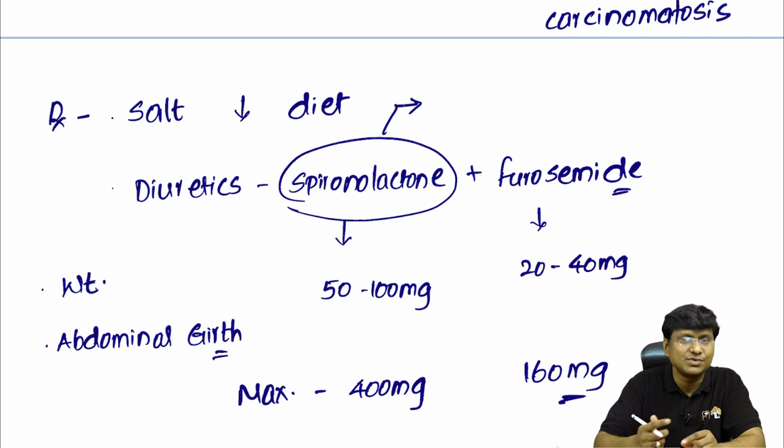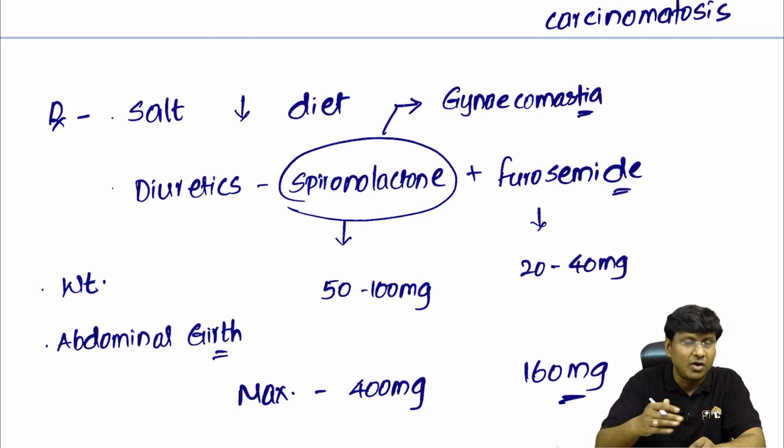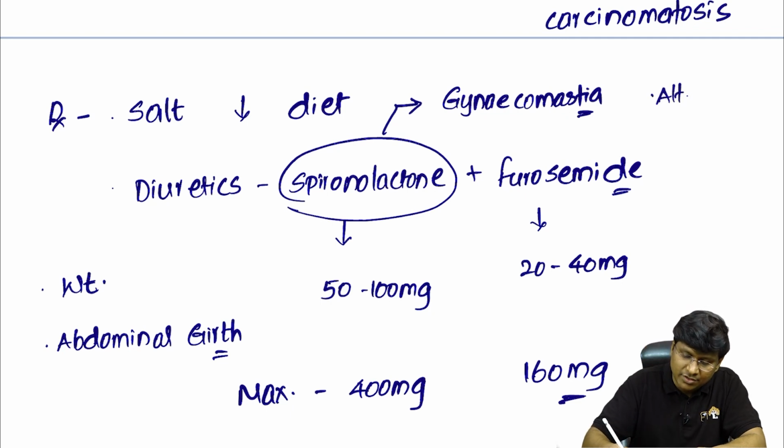Spironolactone is associated with a very important adverse effect, that is nothing but the gynecomastia. Now, those individuals who are developing gynecomastia, you need to give an alternative aldosterone antagonist. What is that alternative aldosterone antagonist that you need to give is, you need to give amiloride.